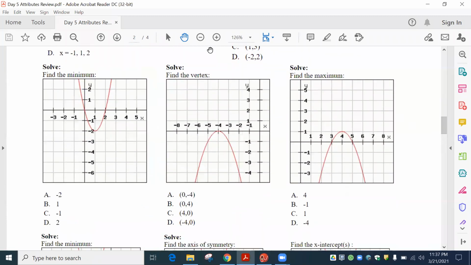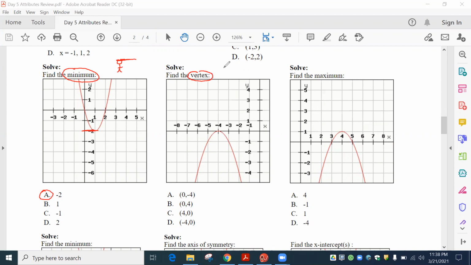All right, minimum. So minimum is when we're measuring how tall or short somebody is. Always measure to the side. So right here, how short is this? Going to -2. Always going to the y-axis.